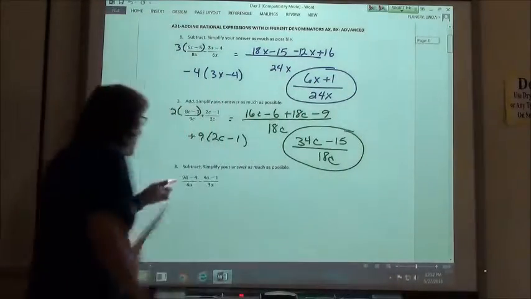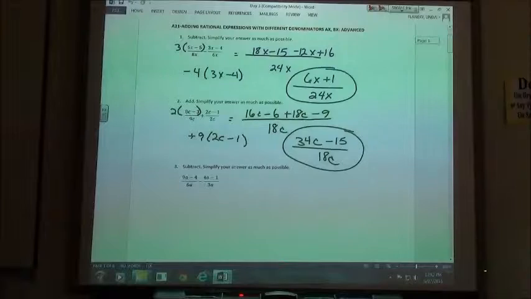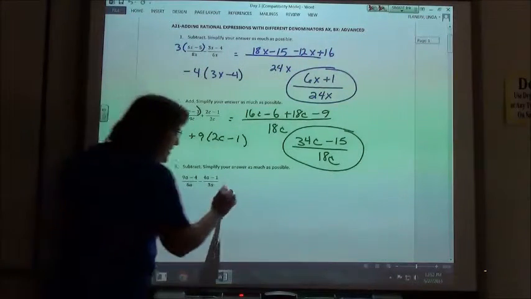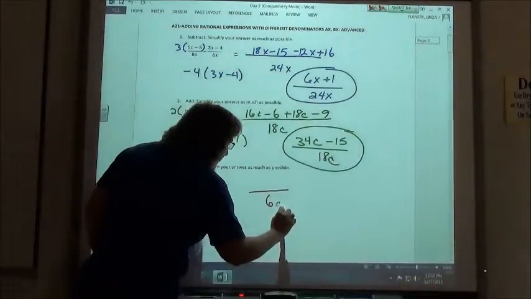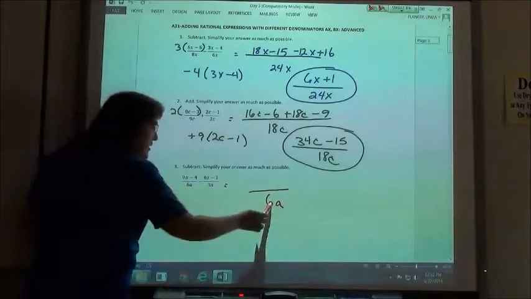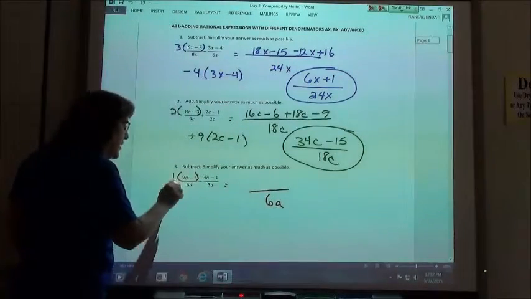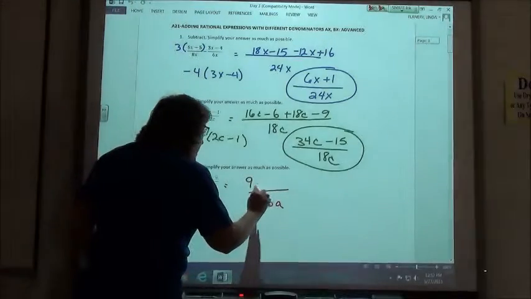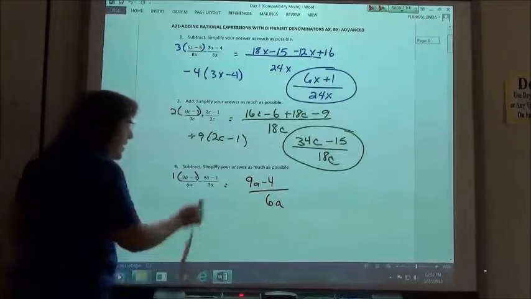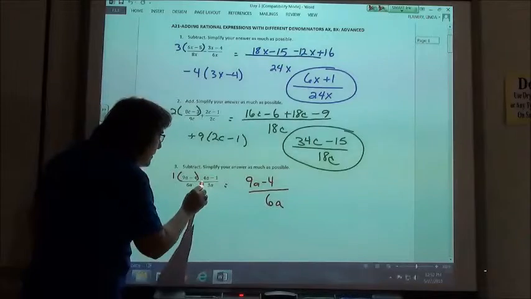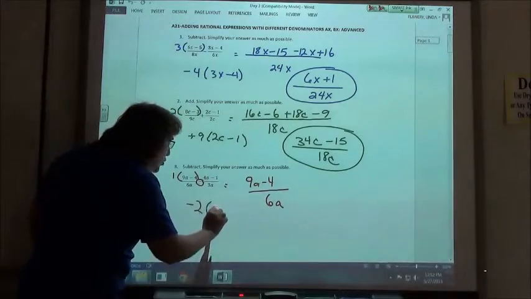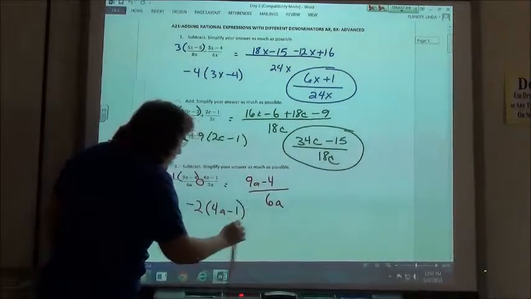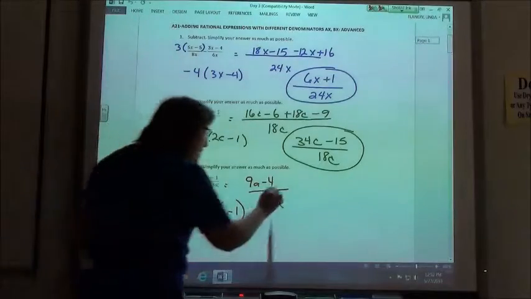And the third one, same thing. I'm finding my common denominator. In this case, I can just use 6a since 3 divides into 6. And so 6 goes into 6 1 times. 1 times the top would give me 9a minus 4. 3 goes into 6 2 times, but there's a minus, so minus 2 times the 4a minus 1 would give me minus 8a plus 2.